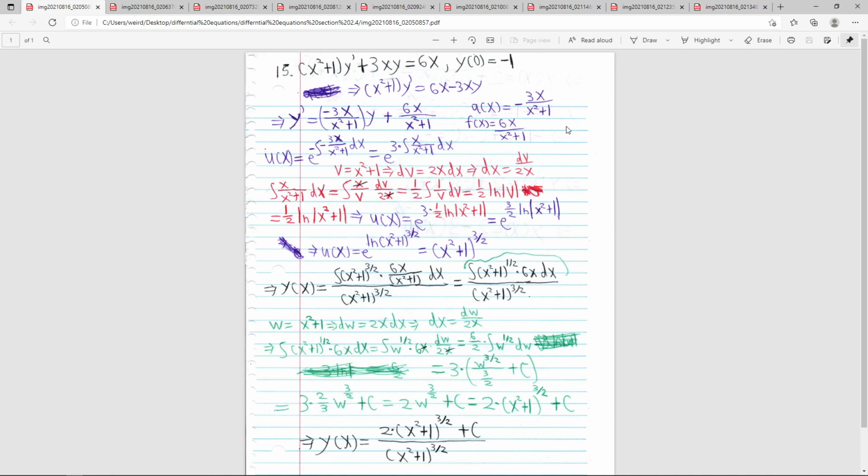Even though this does look pretty messy, it'll take a little bit more work than our previous ones, but it'll work out. So we do u substitution here.